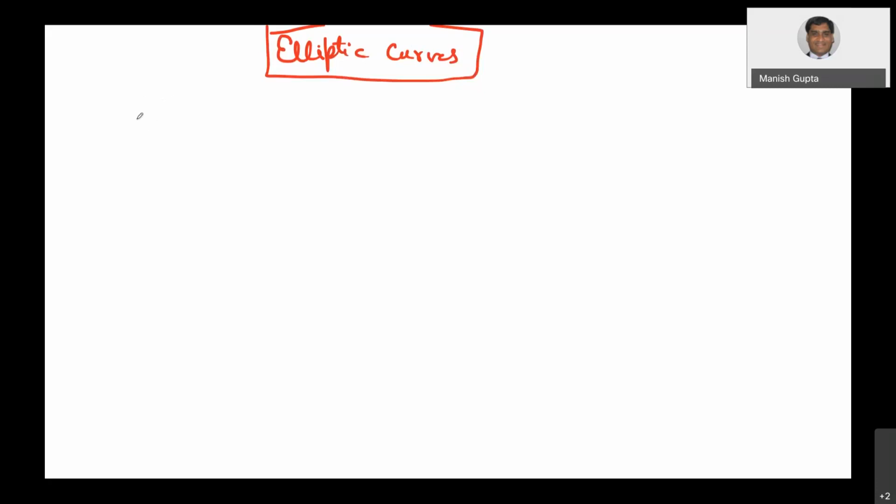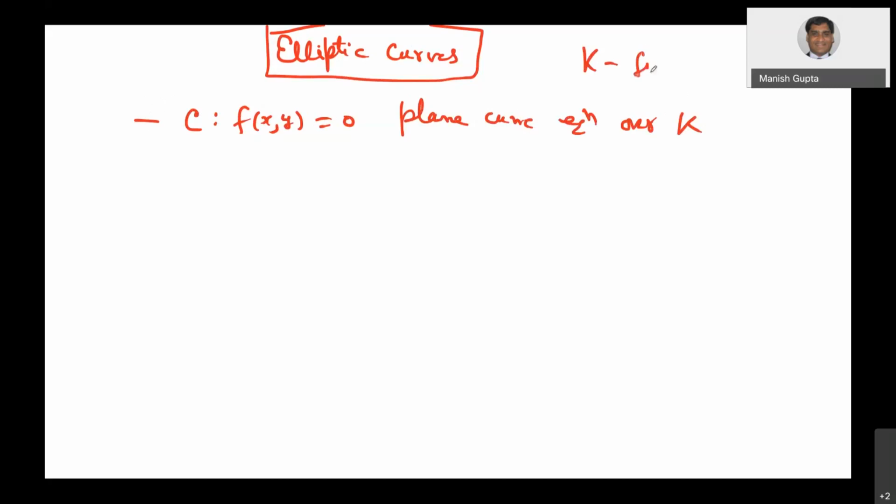So suppose C is a plane curve equation over K. So K is, we can call it a field, some field, should be reals or complex or finite field and so on. This is a plane curve equation over K.